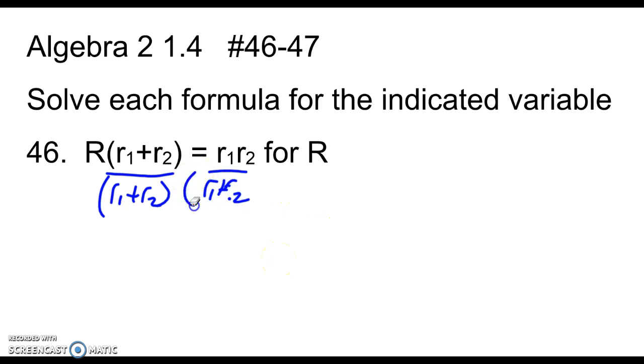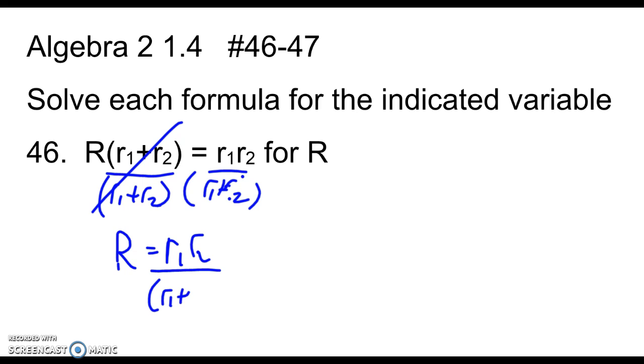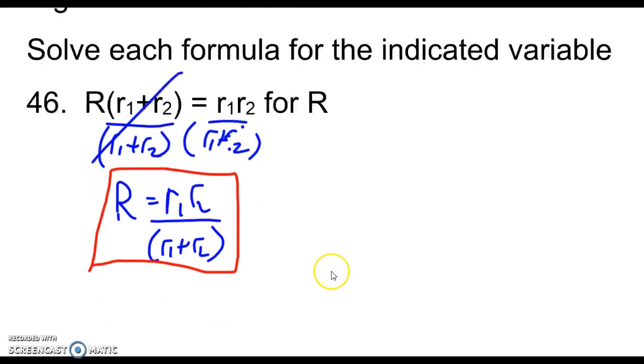When we divide both sides by r1 plus r2, this will cancel out, leaving us with our R by itself equal to r1 multiplied by r2 divided by r1 plus r2. Now, one thing to recognize is that you cannot cancel these out, right? We cannot do that because the ones in the denominator are separated with a plus sign. This is actually our final answer right there.